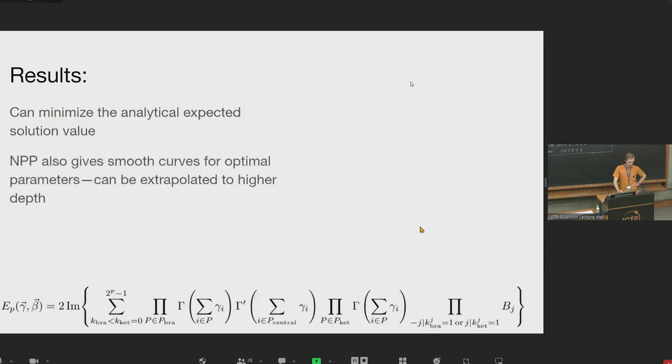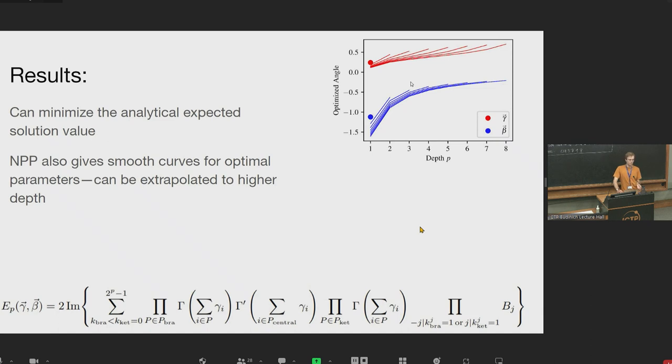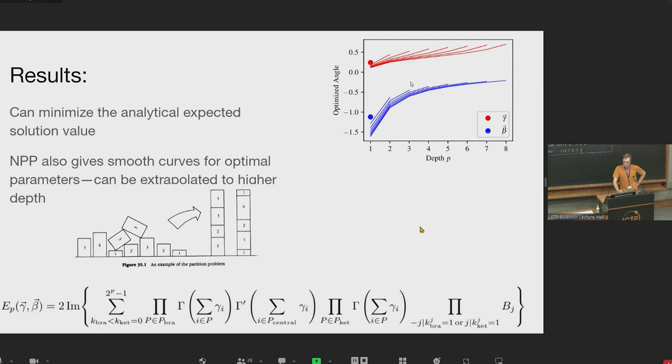And so for number partitioning, we can minimize the large formula on the bottom, which is the expected value of our QAOA states, the solutions we might sample from the QAOA state. And we obtain these curves of the parameters at different depth. So the dot on the far left of this plot is the depth one optimal parameters for this number partitioning problem at infinite size. And the lines represent the higher depth and therefore greater parameter count versions.